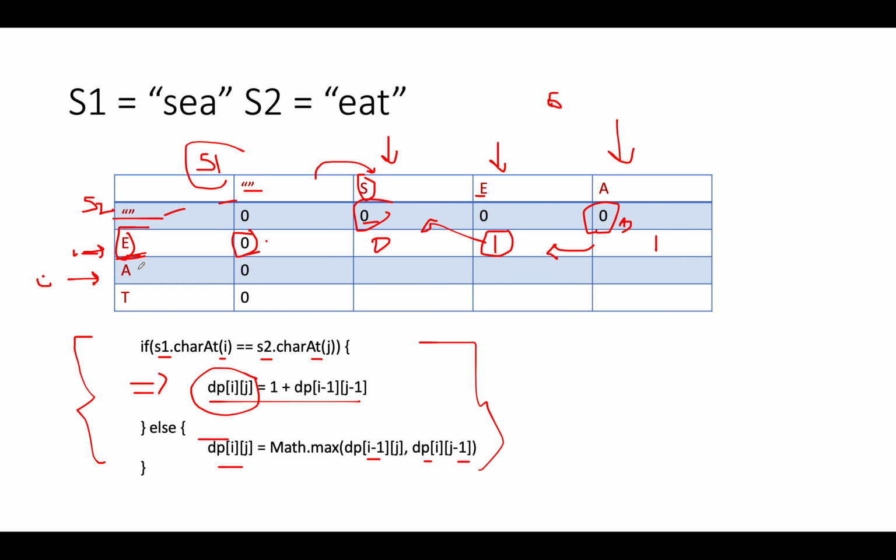Here we have E, A into consideration, and the S1 string is S. So is there a matching character case? There is no such matching case because E is not equal to S. So we'll look at the immediate up value and the sideways value, and the maximum of these two is the answer, which is 0. So let's move on to the next iteration. We have A and E. It's still a non-matching case.